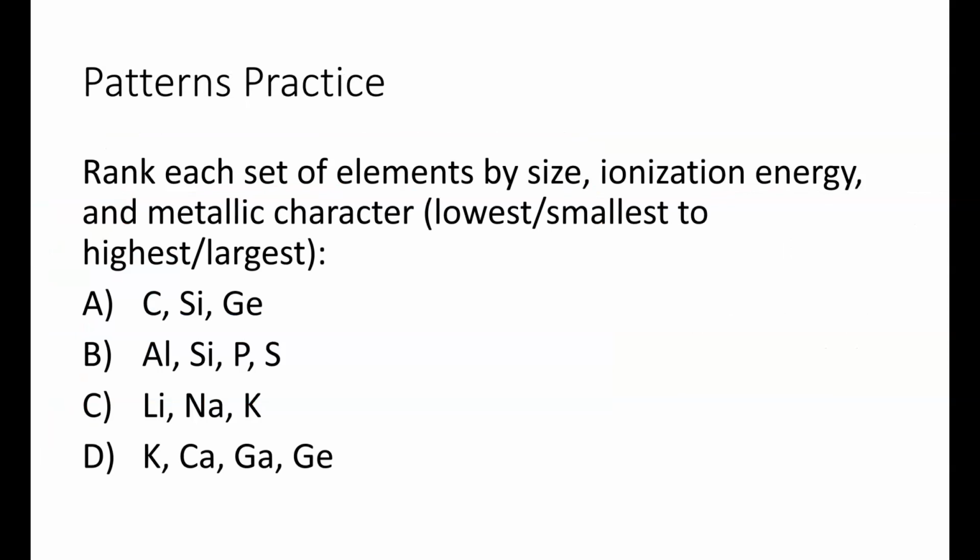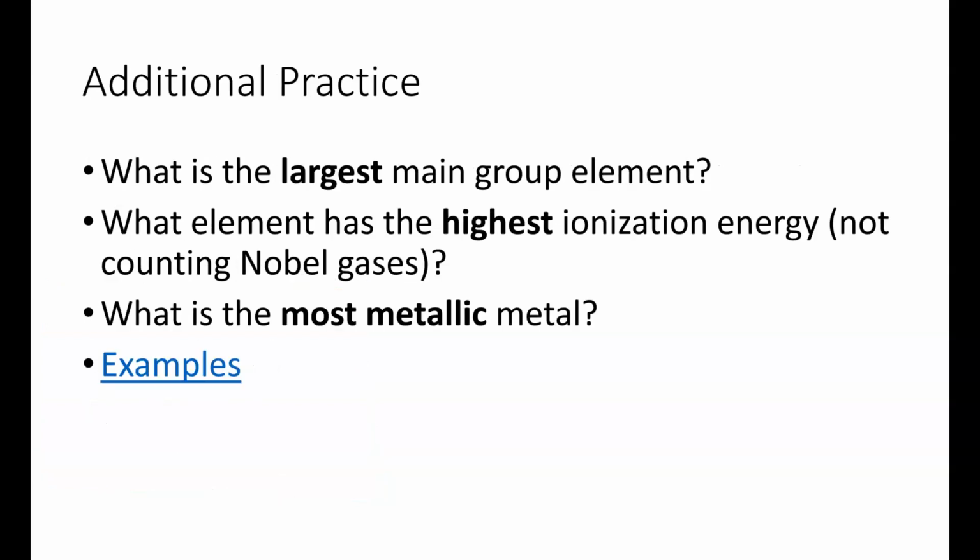So take a moment and practice. Look at the references in your textbook to determine, can you rank each of these elements by size, ionization energy, and metallic character from lowest or smallest to highest, largest? As further practice, think about these questions. What is the largest main group element? What element has the highest ionization energy, not counting the noble gases? And what is the most metallic metal?